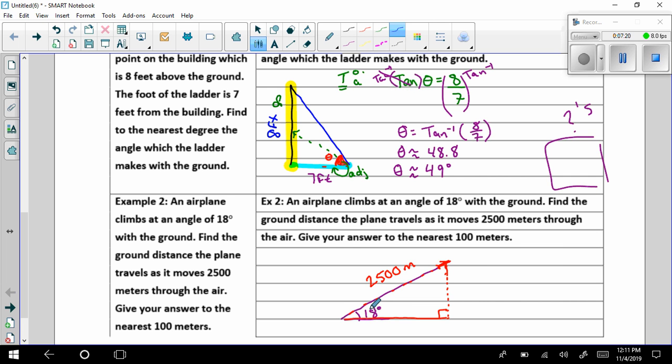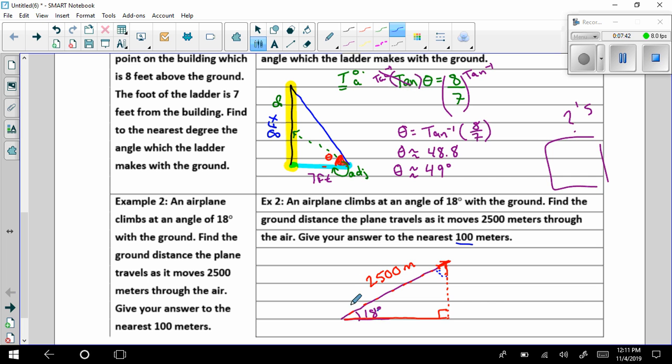Right. So what we do know, 18 would be our angle of interest because that's the only angle we have. Remember, you could always find this angle also by just taking 90 minus 18. So you could easily switch your angle if you want to use a different trig function. We are going to round to the nearest 100 meters. So keep that in mind as well.